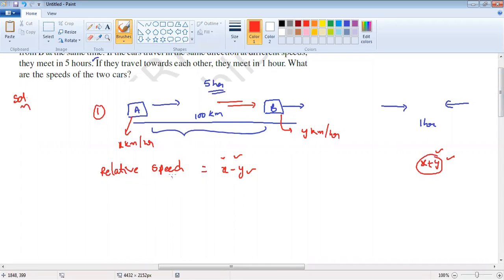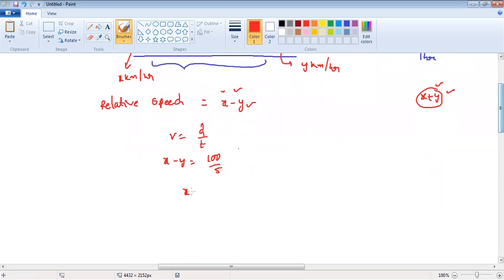So we know that velocity is equal to distance by time. Relative velocity x minus y is equal to distance 100 by 5, so x minus y is equal to 20. Is it clear? Yes, sir. This is number one. Next, the relative speed when the cars are moving in different, opposite directions, is case two.